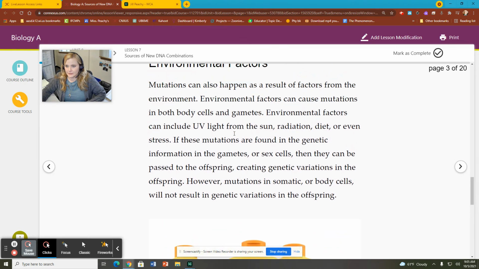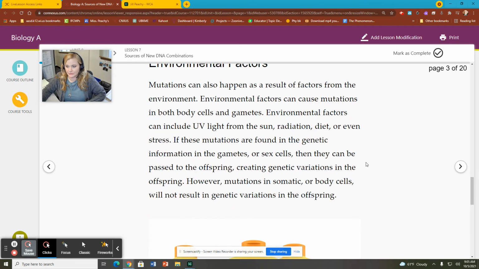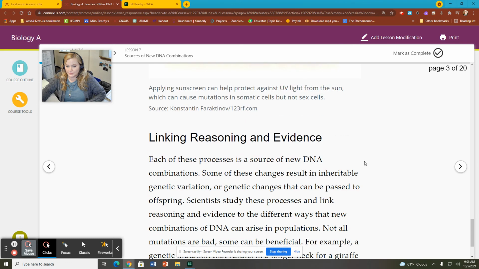Then it talks a little bit about how mutations can result from environmental factors. We've talked about that before: UV light from the sun, radiation, diet, or even stress. These mutations, remember, have to occur in the gametes or sex cells in order to be passed on to your offspring. Generally, sun and skin cancer, that type of stuff, doesn't affect your sex cells. UV radiation can't penetrate that deeply, so it doesn't cause radical damage beyond just your skin.